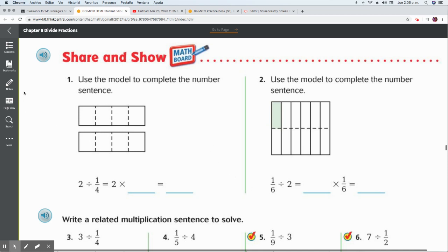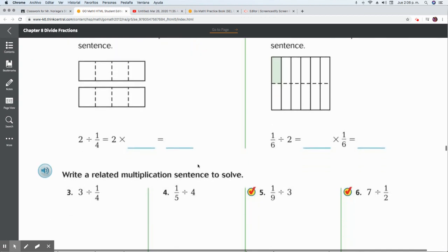Okay, so since by accident I erased the whole lesson, I'm just going to record this part of your book, which is on page number 355 of your Go Math book.